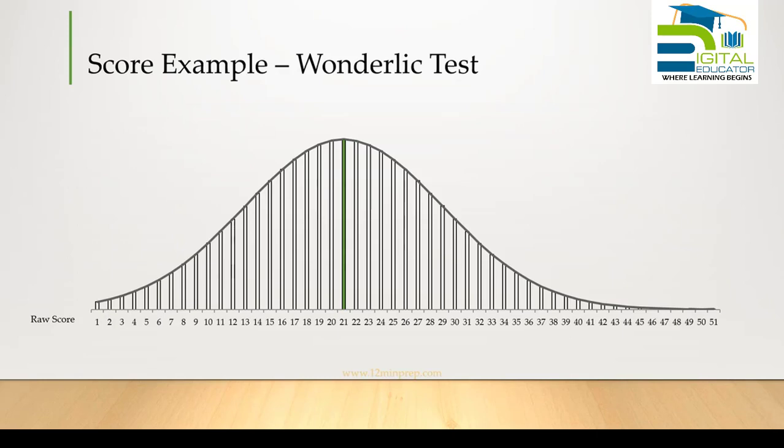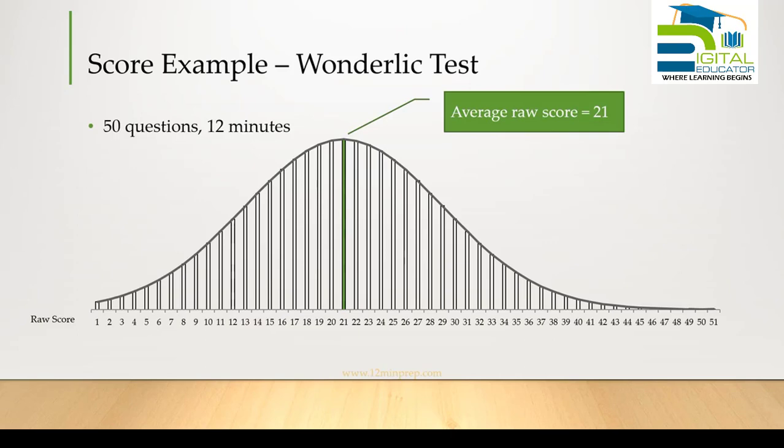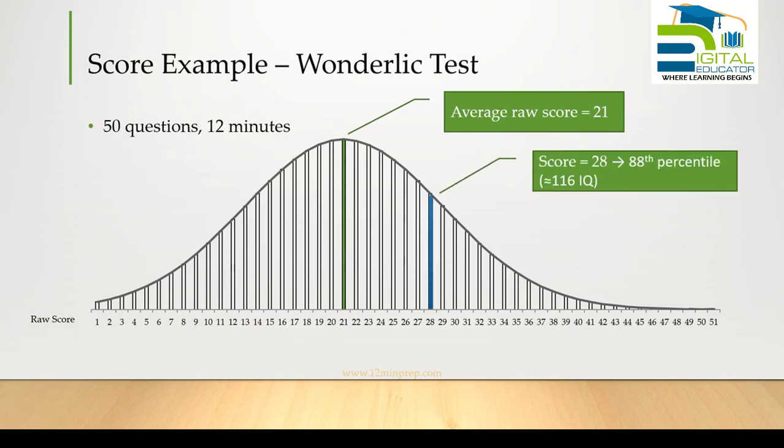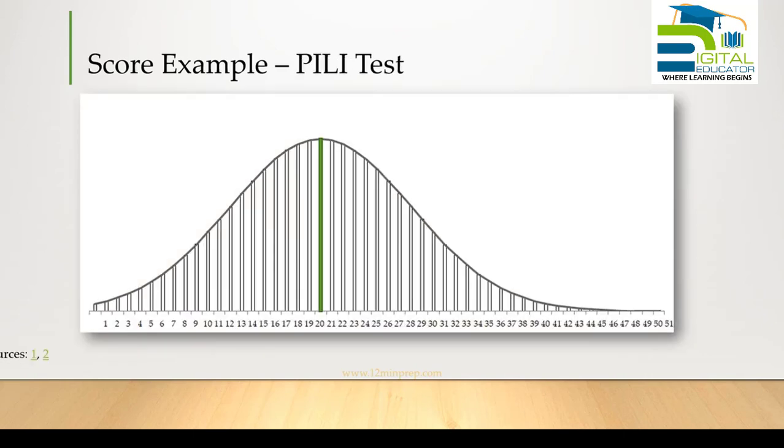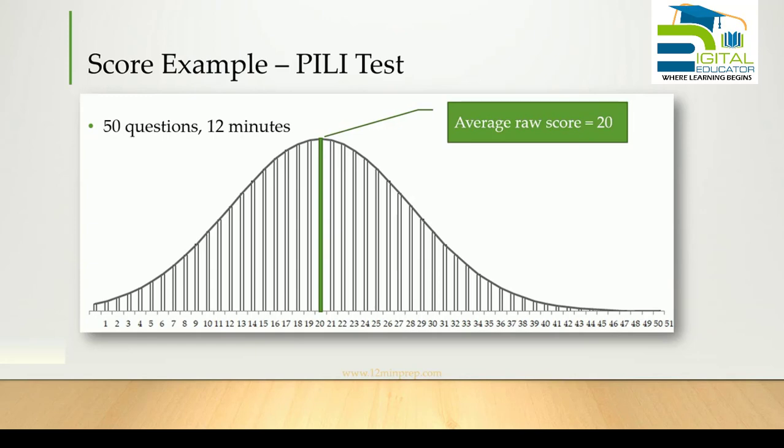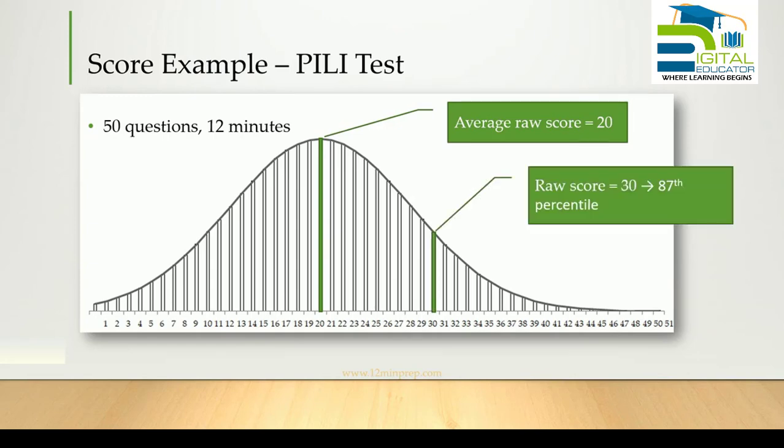Let's have a look at a score example from one of the most popular and oldest cognitive ability tests, the Wonderlic Personnel Test. This is a 50-question test with an average raw score of 21. With a raw score of 28, your score will be higher than 88% of the population, and specifically for the case of the Wonderlic, it can even be benchmarked with an IQ score of 116. In the Predictive Index Learning Indicator, also known as the PILI, there are also 50 questions, and the average raw score here is 20. If you manage to score 30 on this test, you will be in the 87th percentile.